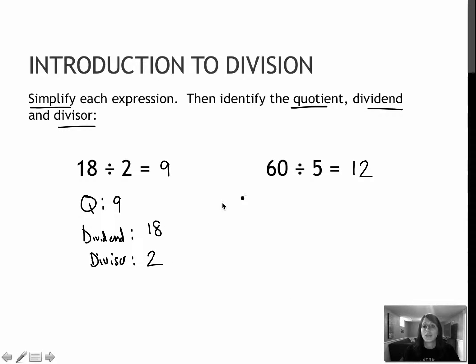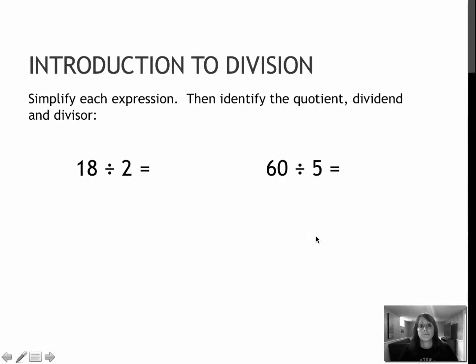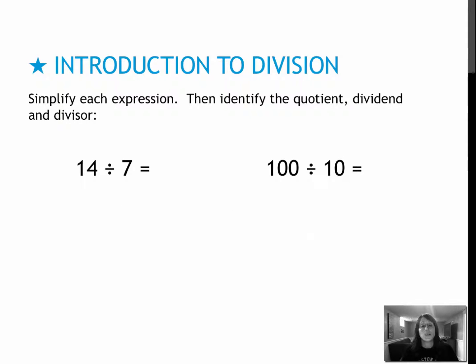For our second example, the quotient is 12 because that is the solution. The dividend is 60 because that is what was being divided, and the divisor was 5 because we were putting 5 into 60. Go ahead and do these 2 on your own, then press play to see how you did.